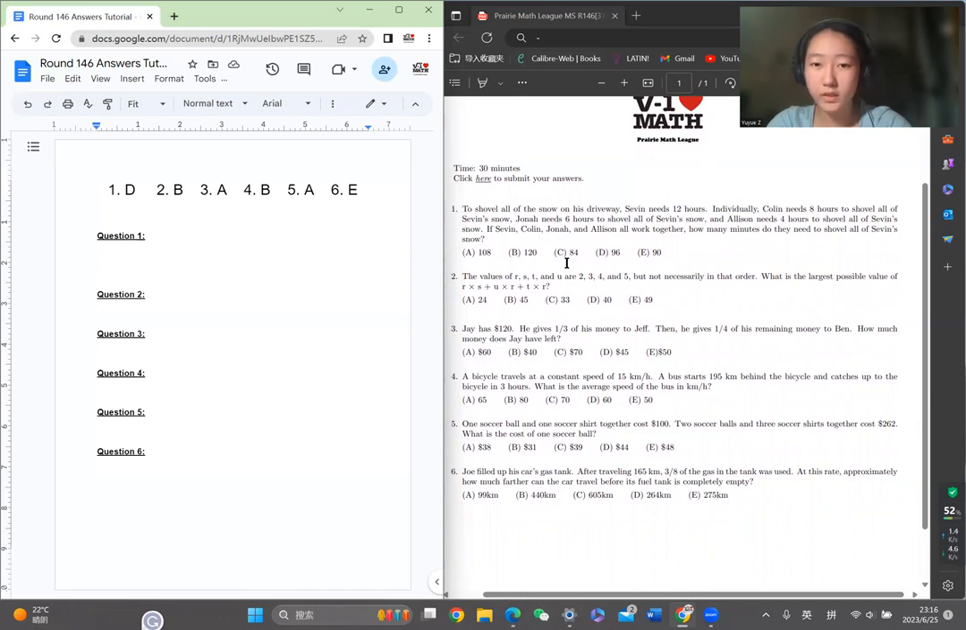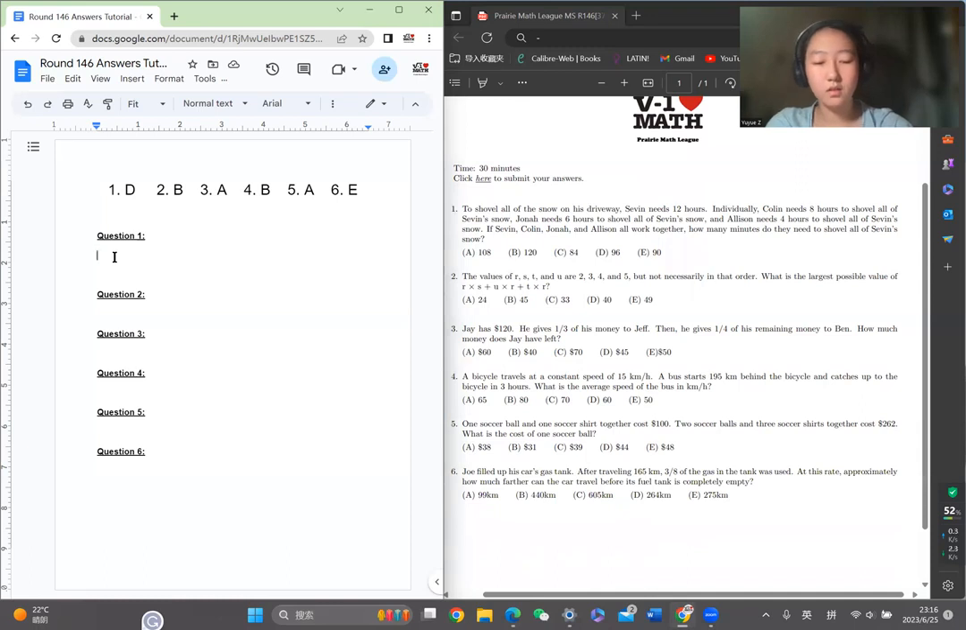So, question number one. To shovel all of the snow on his driveway, Seven needs 12 hours. Individually, Colin needs 8 hours, Jonah needs 6 hours, and Allison needs 4 hours. If Seven, Colin, and Allison all work together, how many minutes do they need to shovel all of Seven's snow?